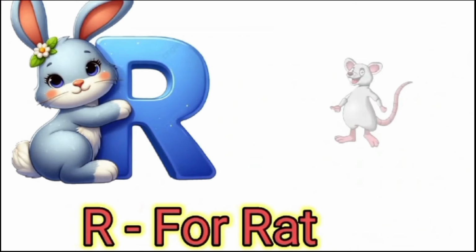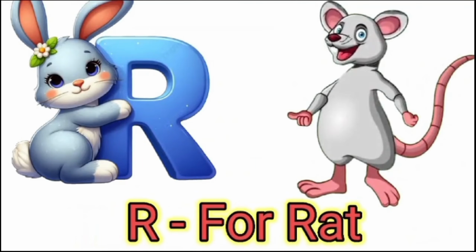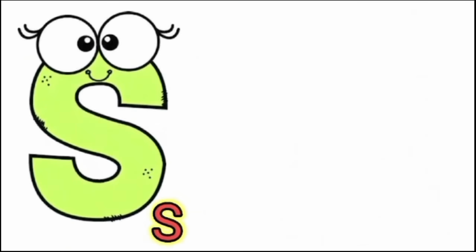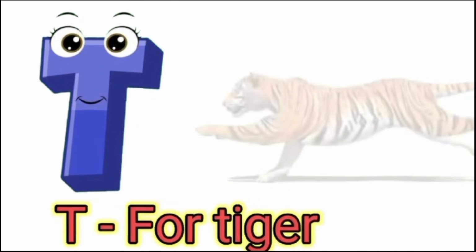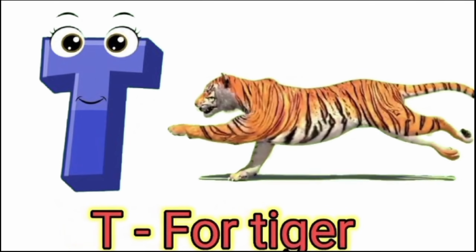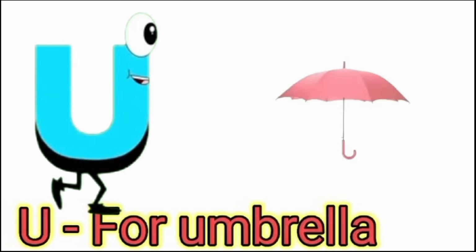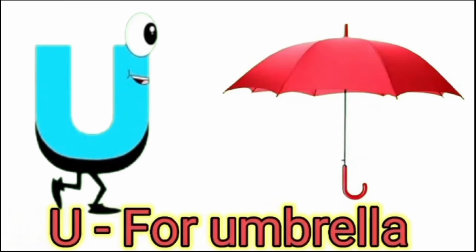R. R for rat. S. S for sun. T. T for tiger. U. U for umbrella.